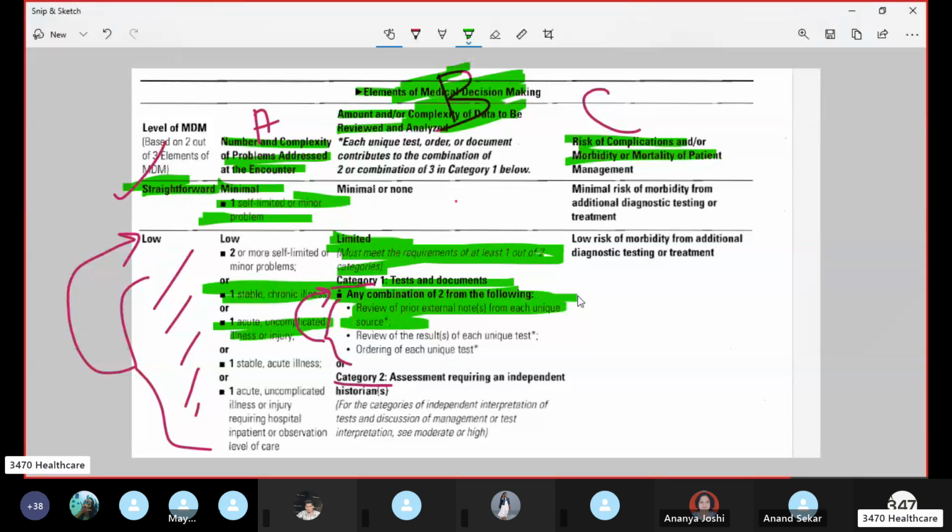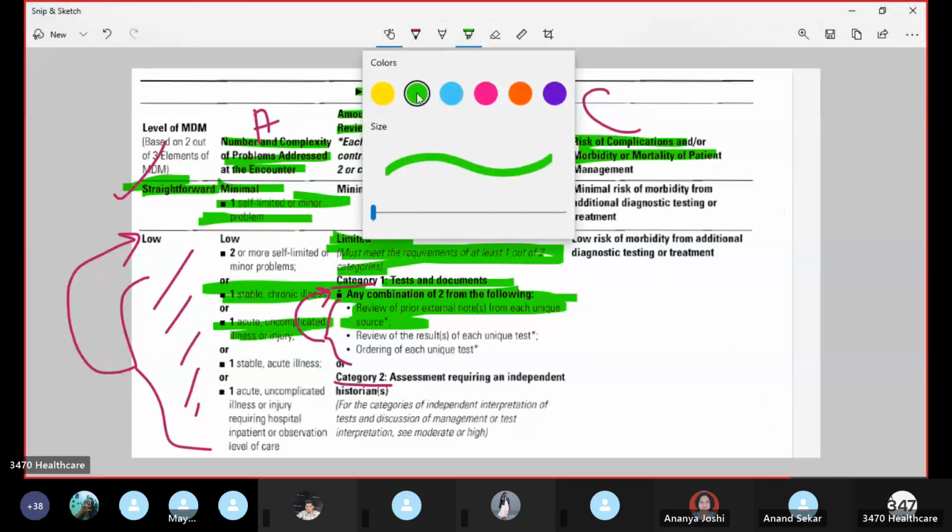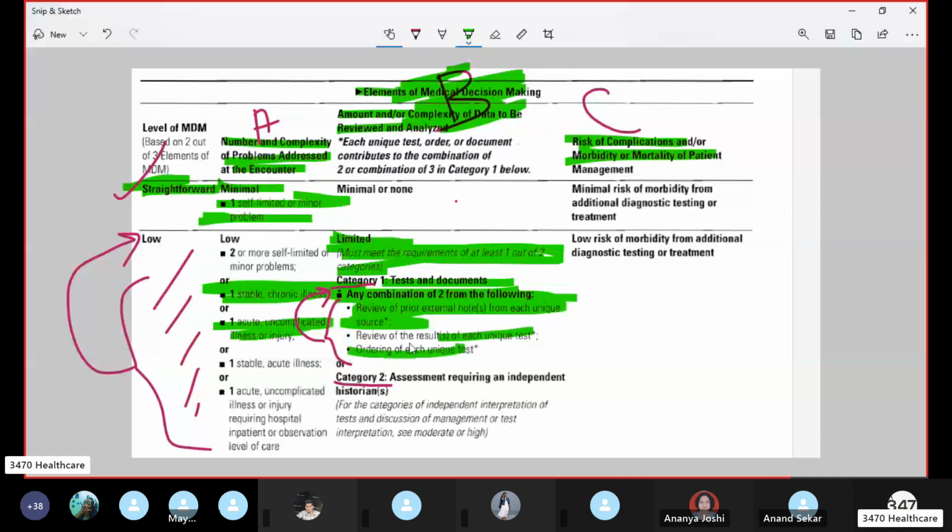So review of the test results. Either lab, radiology, X-ray, CT, MRI, MRA, ultrasound, EKG, like that. So in that anything they are reviewing, review of the results, each unique test. That meaning is how many reviews they are doing, each one point. Each test one time you have to consider. Okay, that is the review. Order. Order means in that current visit they are going to perform something newly. That is the order. In current encounter, newly going to order.